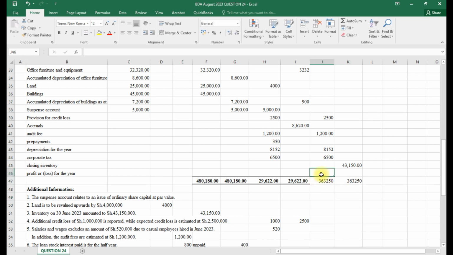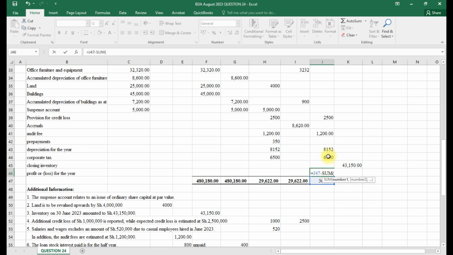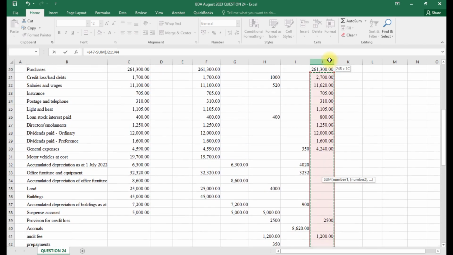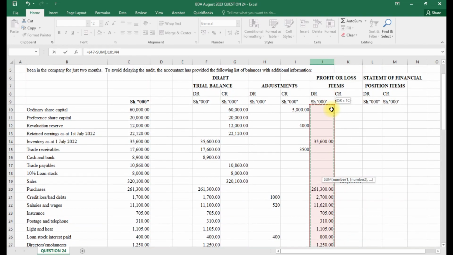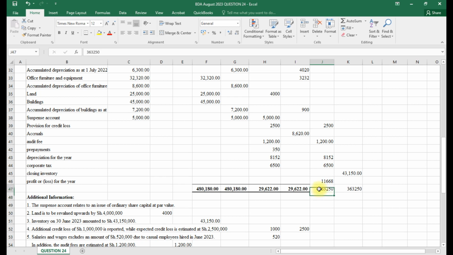So that to get our profit for the year, this will be equal to this value minus the sum of these from here, minus this, up to that point, and I will close my bracket and I enter. So that will be our profit, so that the values are the same, 363,250, 363,250.